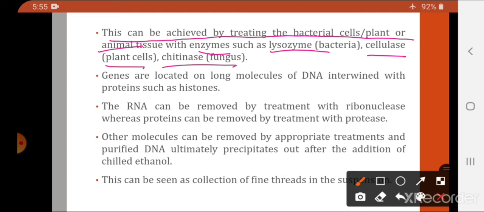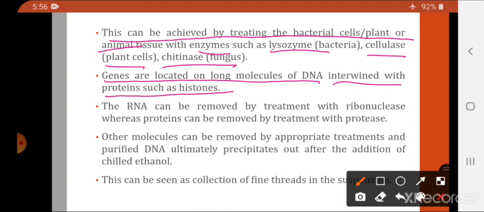Why? Because its cell wall is made of what? Cellulose. Same way, if we want to extract DNA from fungi, the cell wall is made of chitin, so what do we have to treat it with? Chitinase. So first of all, any bacterial cell, plant cell, or you can say animal cell, it needs to be treated with the various enzymes. Genes are located on the long molecules of DNA intertwined with the proteins such as histones.